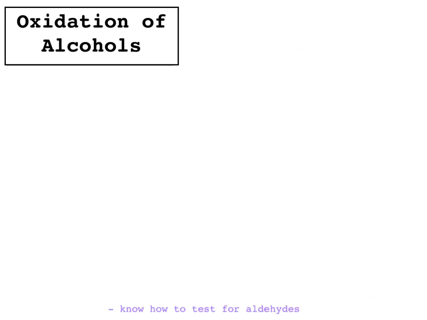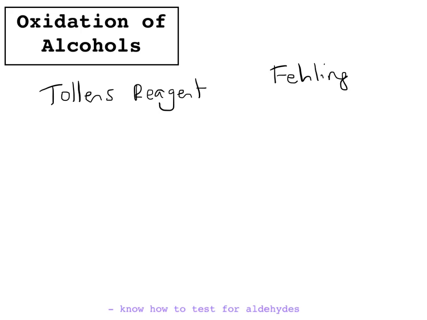So how will you know what products you've got? You've got to be able to test for these different products, and there's a specific way you can test for aldehydes, and it's based on the fact that an aldehyde can be oxidized further. You've got to use a reagent that will oxidize the aldehyde and therefore give you a positive test. Usually a question asks how you can test for the difference between an aldehyde and a ketone, and what you can use is either Tollens reagent, or you can use Fehling solution.